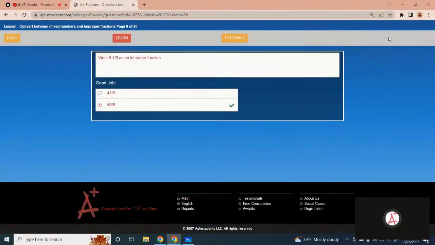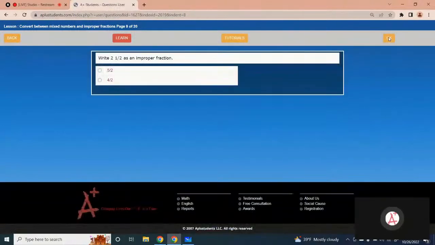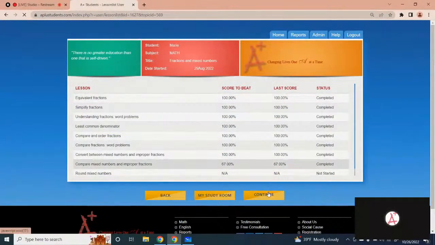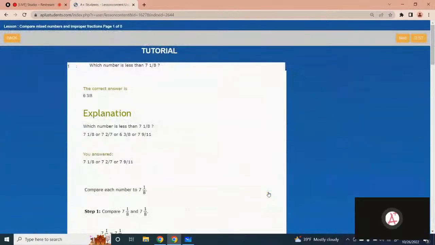Okay, I'm just moving on to the next topic. You can complete the test by yourself later today. The next topic is compare mixed numbers and improper fractions. You have to now compare improper fractions and the mixed numbers. Got it?